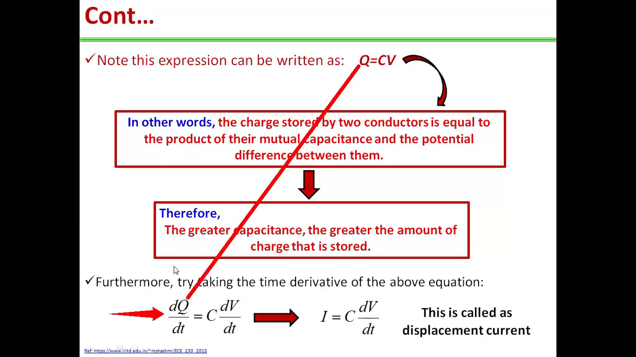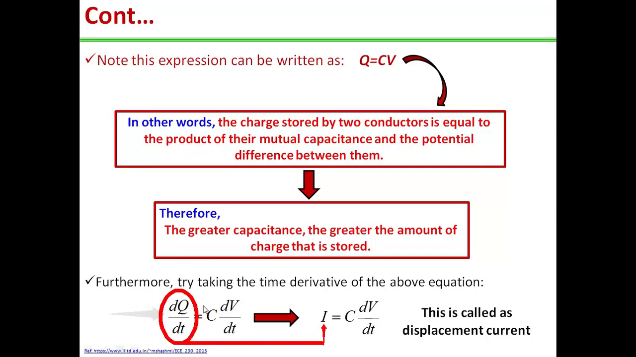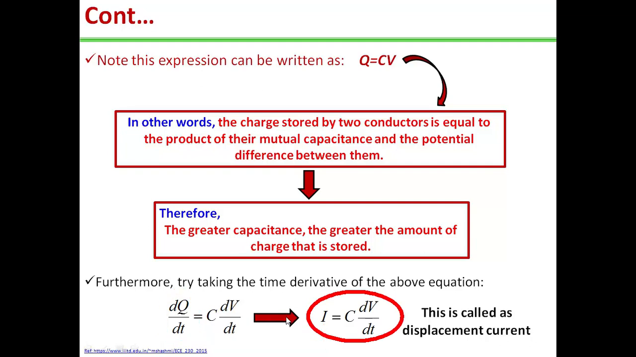Further, differentiate the above equation with respect to t. So we will get dq by dt is equal to C dv by dt, and we know dq by dt is I. So we can write I is equal to C dv by dt. This equation is basically the displacement current, and the concept of displacement current will be used during the explanation of the Maxwell fourth equation, that is, Maxwell Ampere circuital law.